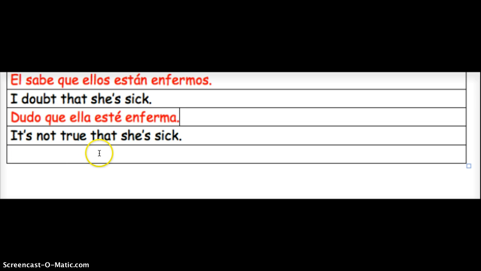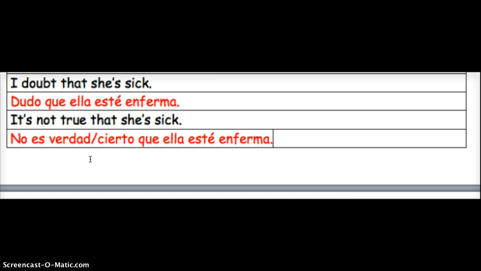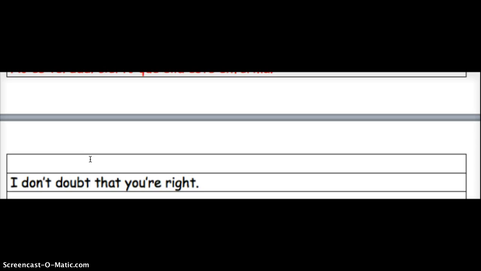It's not true that she's sick. This one is a little harder for us to see as English speakers of Spanish. It's not true is an expression of denial, and it would require the subjuntivo. So it's not true. No es verdad, no es cierto que ella esté enferma. So we would use the subjunctive after the K since you have a statement of denial before the K.